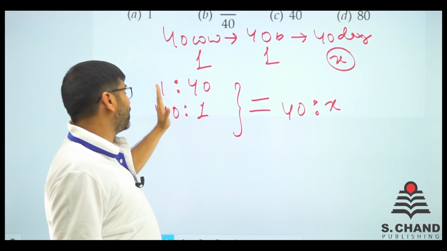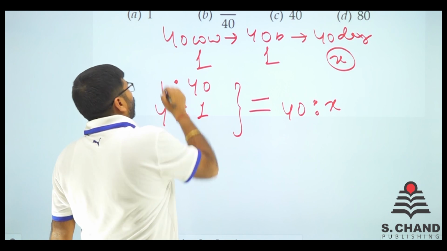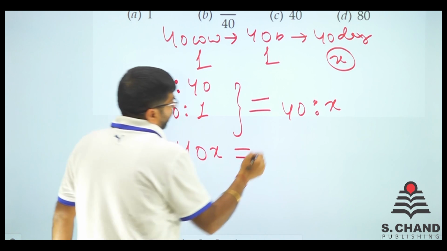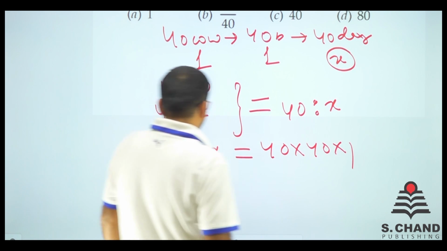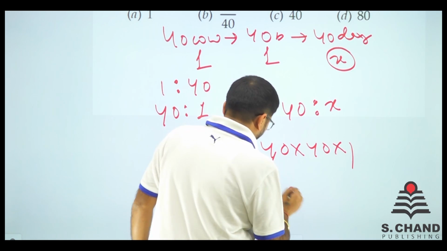Now first into last multiplication. 40 into 1 into x, that is 40x. 40 into 1 into 40. 40 into 40 into 1. So remove this 40 by 40. So x is equal to 40.